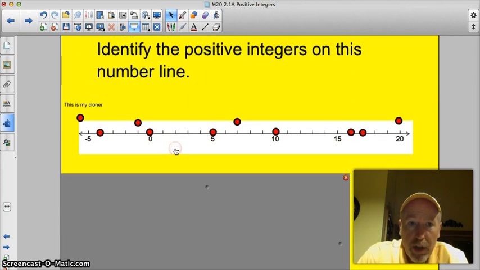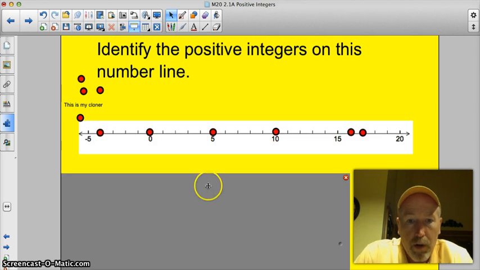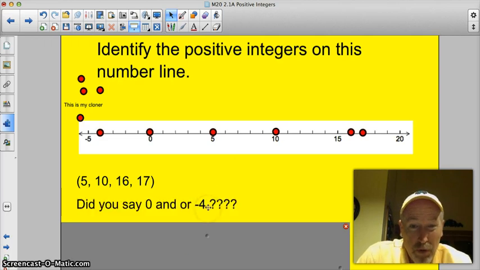On this one here, I want you to identify the positive integers on this number line. I'm just going to throw some of these little bad dudes off there for the time being. Go ahead and identify those for me. Positive integers. If you did it correctly, you would have said 5, 10, 16, and 17. Did I get you to say 0 or -4? I hope not, because 0 is neutral and this is a negative number.